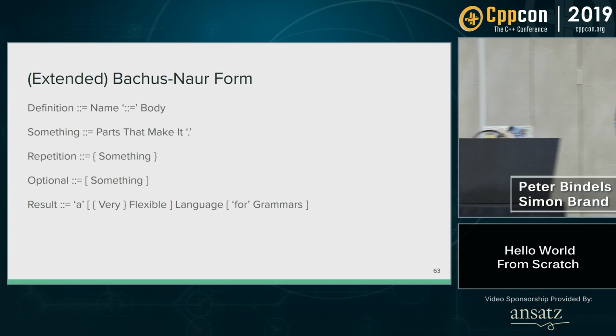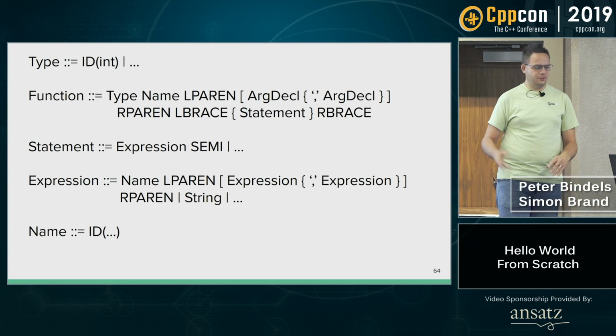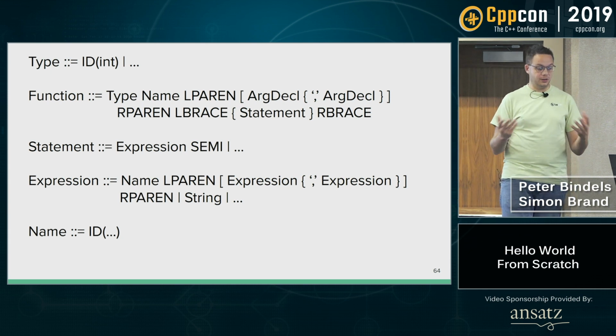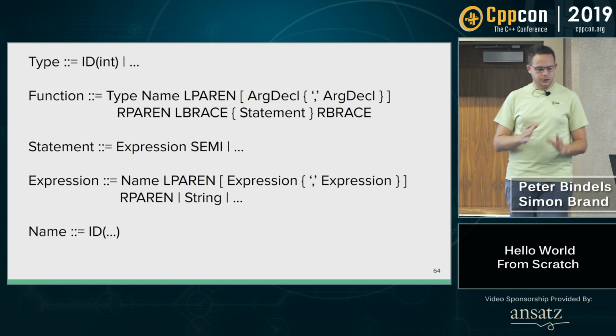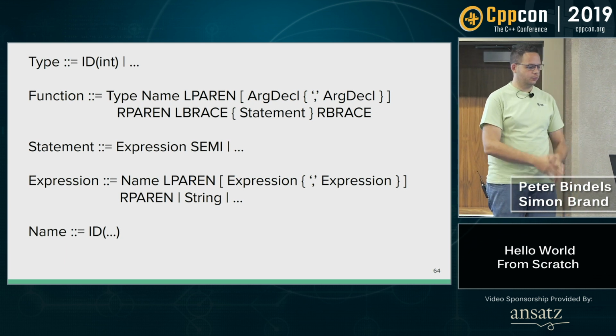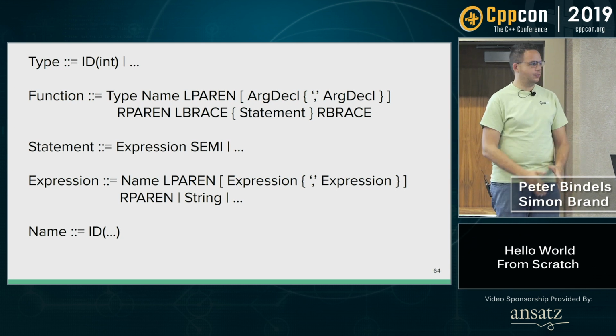So let's define a simple grammar for basically just our Hello World program. So we have a type, we have a function definition, we have a statement that has an expression, we have an expression that has a couple of variants, there's more. We have a name that is an ID of some sort. We're not going into all the details because there's way more complication in C++, especially if you get into those corner cases that we are not getting into.